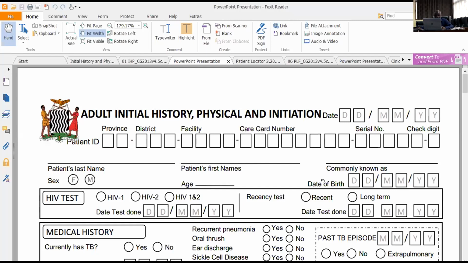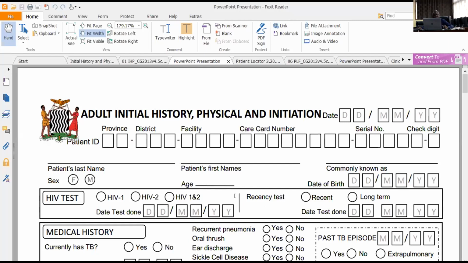So you go into the HIV test. The 1, 2, and 1 and 2 HIV type is still there, but we've included when it was tested. The date of test is also there. Another interesting addition is the recent test. So you do the recent test and say whether this test is recent or this status is recent or it's long-term, and when it was done. So this is an addition on the new form.